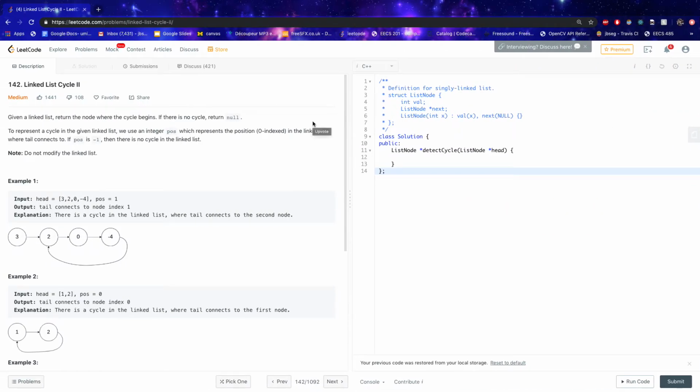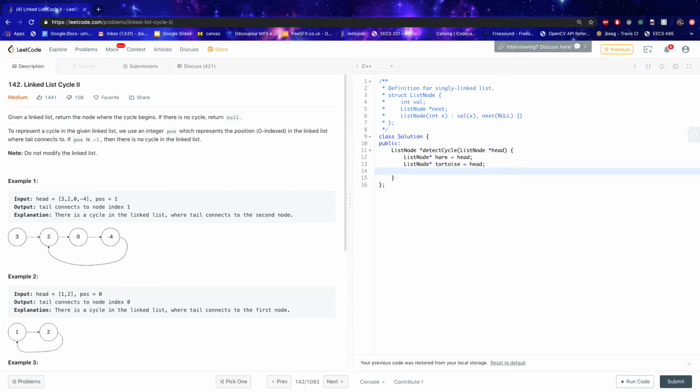So let's do hare equals list node pointer. Hare is going to point to head list node. I actually like to keep the pointers on that side. This is going to point to tort twice, which is also going to start at head, so they're both starting at head.